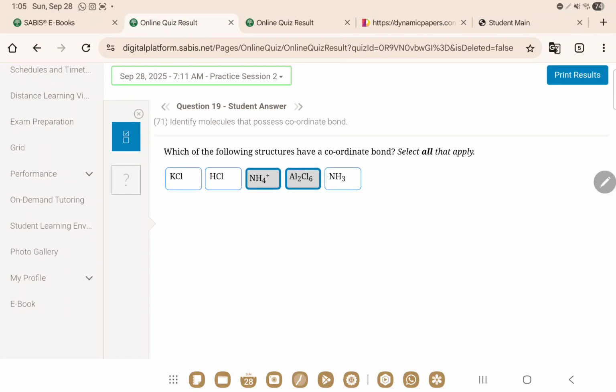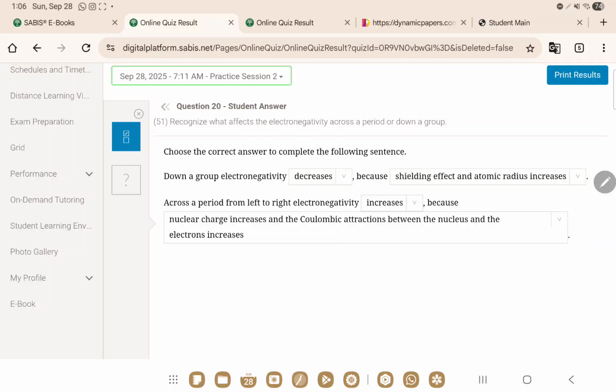Now, identify the coordinate bonds. Again, we had a question like this at the start. I explained this in my AP video, and you have to memorize. Honestly, you can guess after you solve for a long time, but at the beginning it's just memorize. There's no real trick to it, you know? So just memorize the options I gave you at the start in the first question, and that's how you always know. Now, moving on. Down a group, electronegativity decreases.